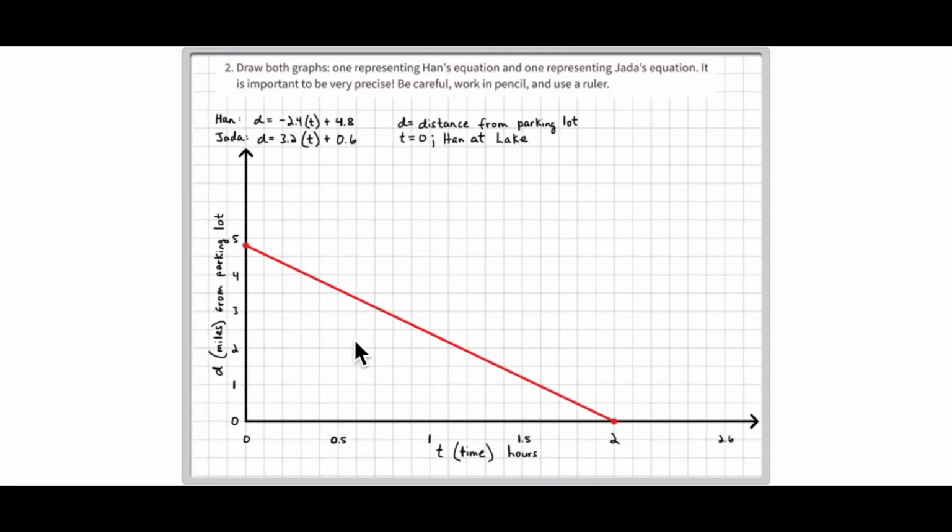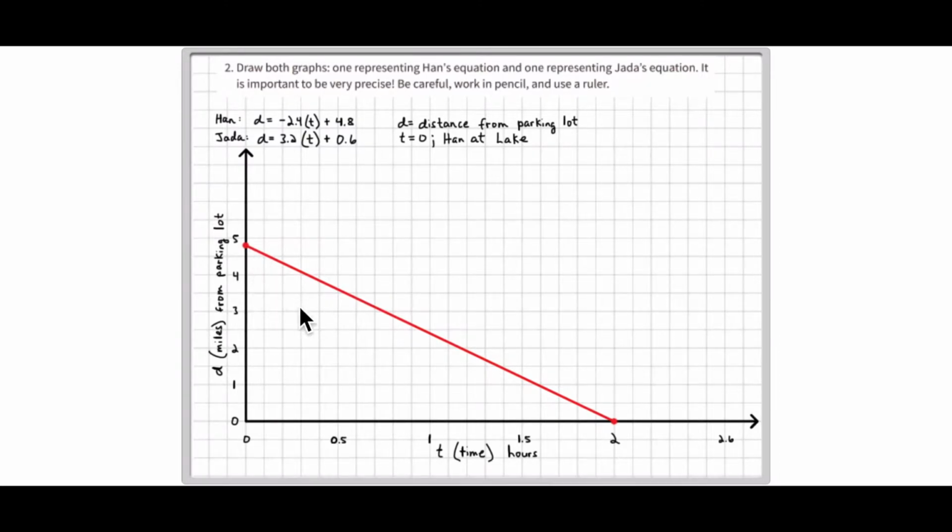All right. So Han starts at the lake at time 0. So he hasn't gone anywhere yet. This is time 0. He's at the lake, 4 8/10 miles from the parking lot. He starts walking towards the parking lot, and we know he's going to get there in 2 hours. So it's going to take him 2 hours. At 2 hours, he is 0 miles from the parking lot. He is at the parking lot. So his rate is negative 2 4/10 miles per hour.